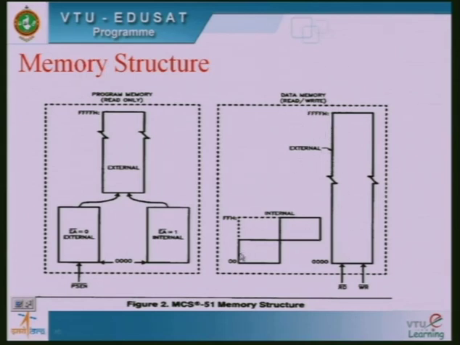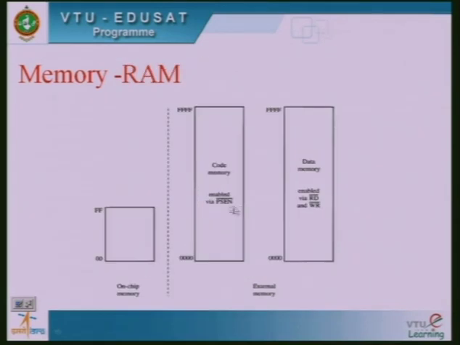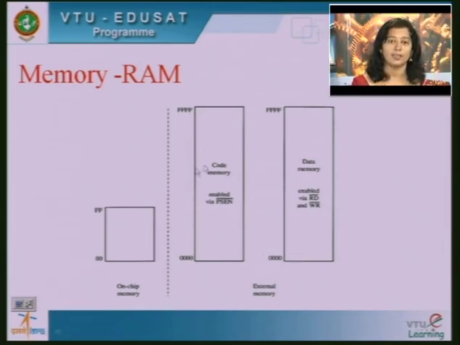You have from 00 to FF, FF stands for 2 power 8 or 256 bytes. So totally we have 256 bytes of internal storage, which is divided into two portions of 128 bytes each. How this division takes place, we will see in the next slides. The same thing I explained: code memory is accessed via the program store enable pin and the external access pin, EA bar. And data memory, we normally use read-write operations. For code memory, it is read-only. We can read the data, but you can't write into it. Writing is only once. Whereas for data memory, you can do both read and write operations.